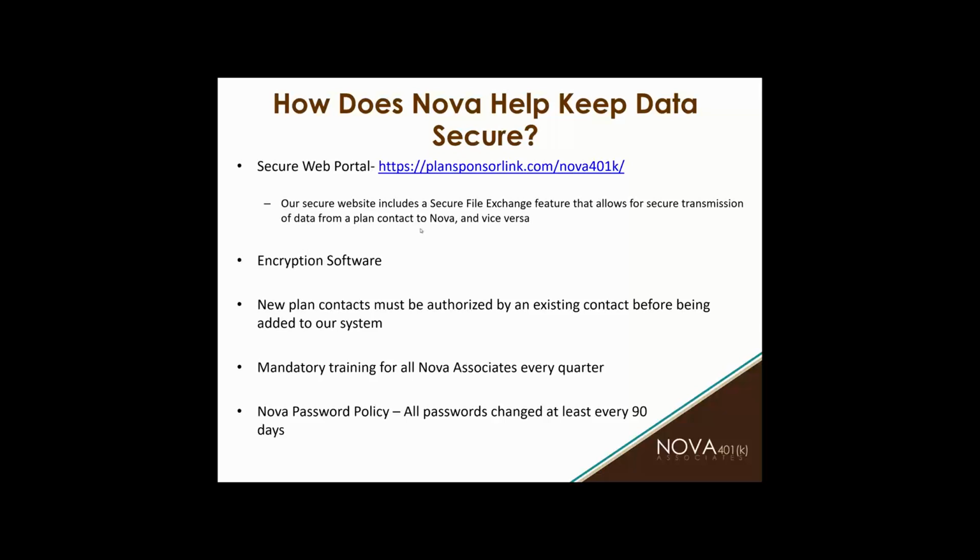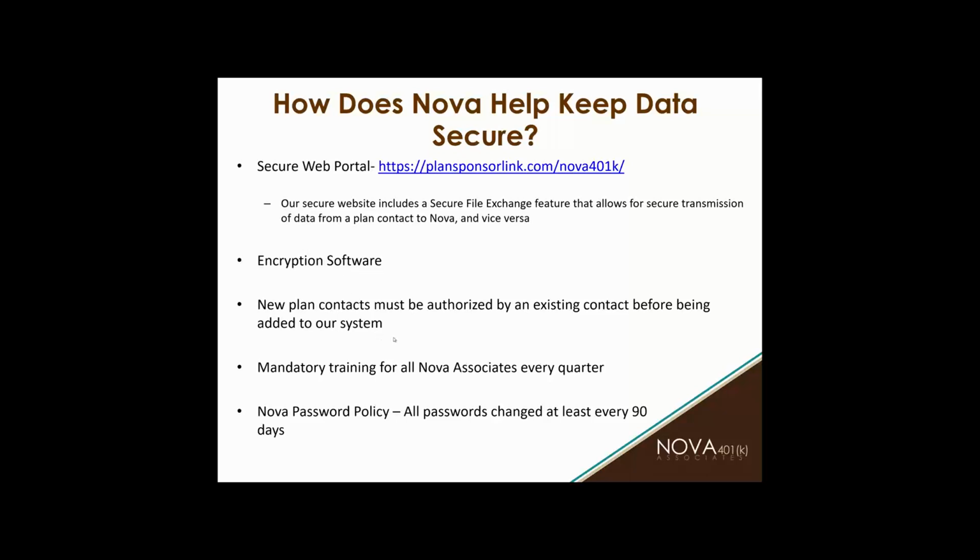Now, for some reason if you can't get into Plan Sponsor Link, we also have encryption software email. So if you need to do something via email, we can send you our Zix Select encrypted email. You can create a login, upload the data that way, and send it to Nova that way as well. So we do have that as well that we can use.